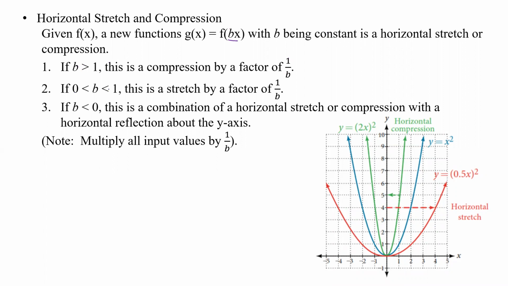Now, if b is between 0 and 1, it's a stretch by a factor of 1 over b. And so if you think about that, say if you have a half, 1 over a half ends up being 2. And so that's a key thing there. And so you're going to multiply your x value by 2. And here, when you have something like 2 as a b, it's going to end up being a half. So you're going to take half of your x. And so it's going to be something different.